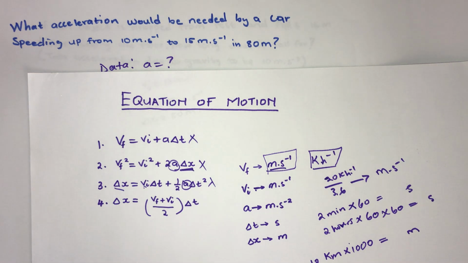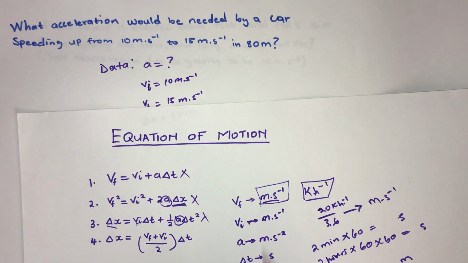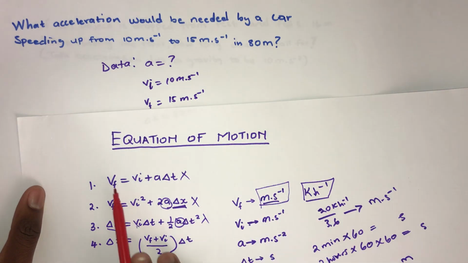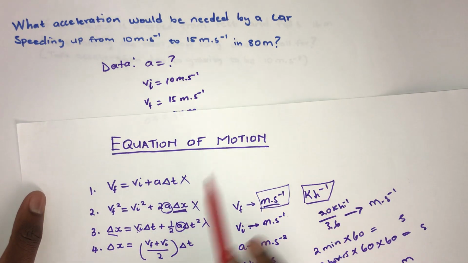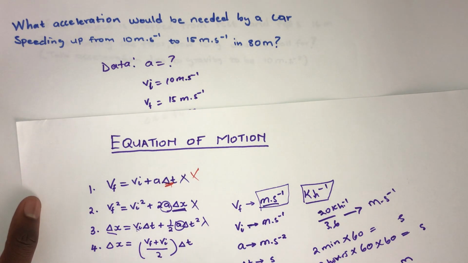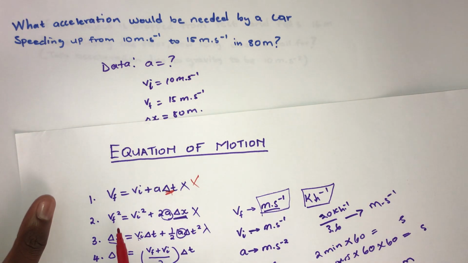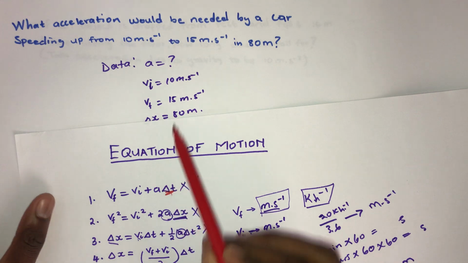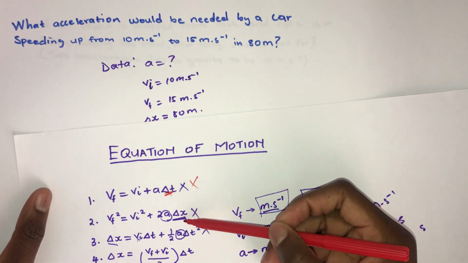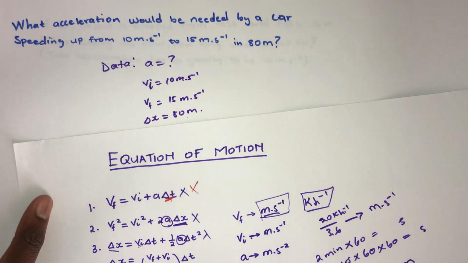According to the data, we are looking for the acceleration. But what are we given? The initial velocity and the final velocity are given, but we don't have time. That means we cancel this one, since it has time. Now the second one: the final velocity is there, the initial velocity is there, and we are looking for the acceleration. The distance is given as 80. That means we're going to use this one.